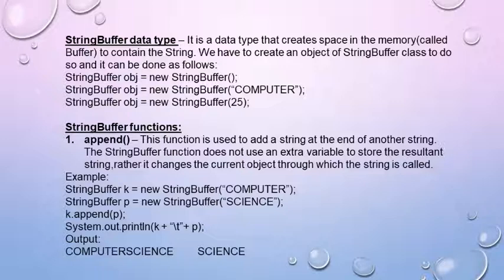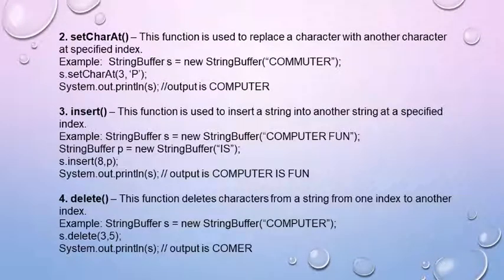K dot append will do what? In the StringBuffer object k, it will append the value of p. So k will now become computer science. It has changed. It is adding the string science to it. So when we print System.out.println(k), it will print computer science because the object k has been changed. And p will retain its original value, that is science. So the answer will be computer science, then a tab space, and then science.